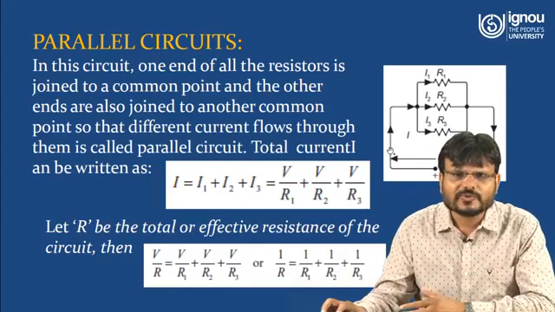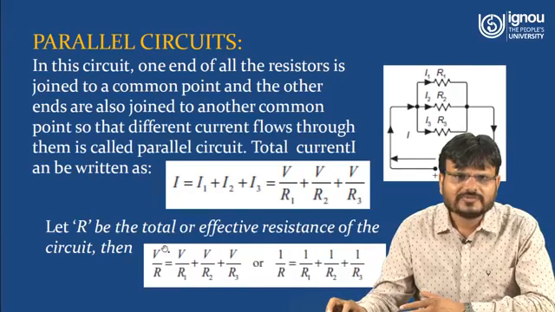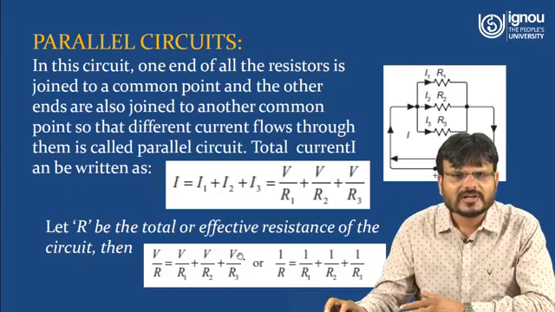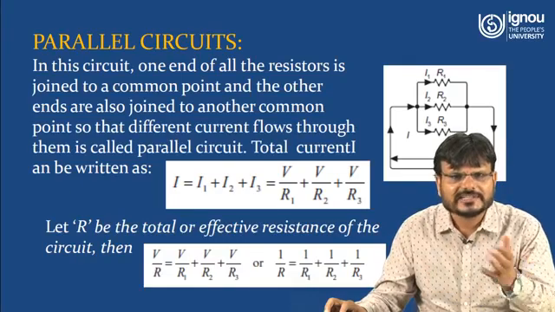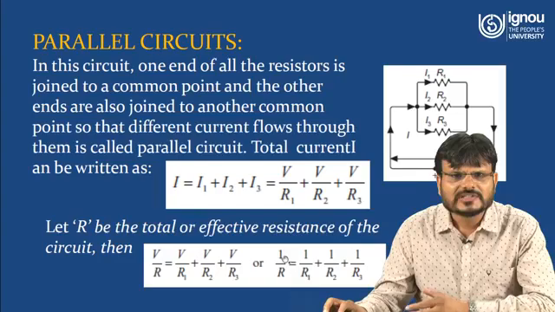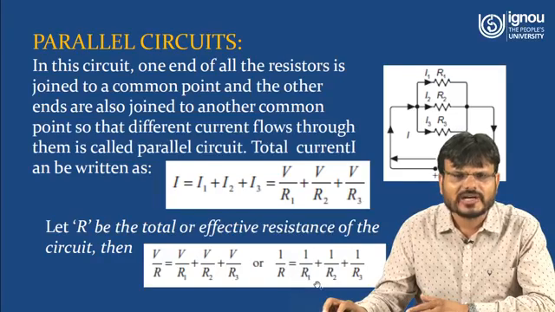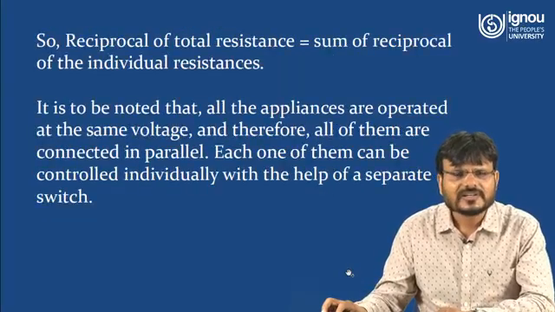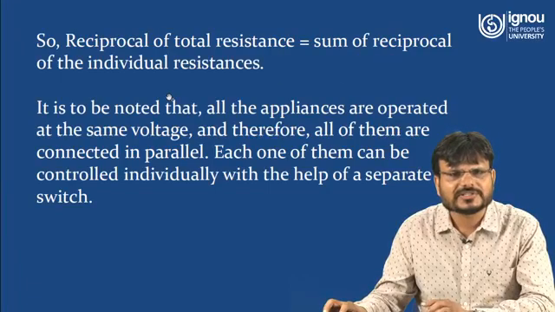So total current flowing through this circuit is equal to what? I equal to V upon R. So this I is replaced by V upon R. So V upon R is equal to what? V upon R1 plus V upon R2 plus V upon R3. So here V is common on both the left hand side and right hand side, so it will be cancelled out. So 1 upon R is equal to what? 1 upon R1 plus 1 upon R2 plus 1 upon R3. So the reciprocal of total resistance is equal to the sum of the reciprocals of the individual resistances.